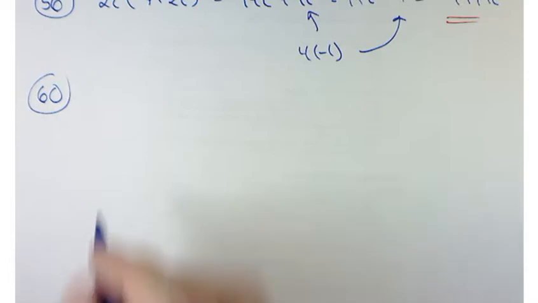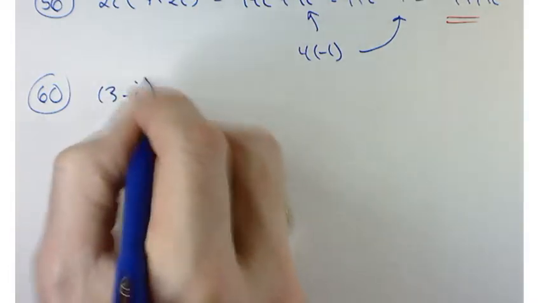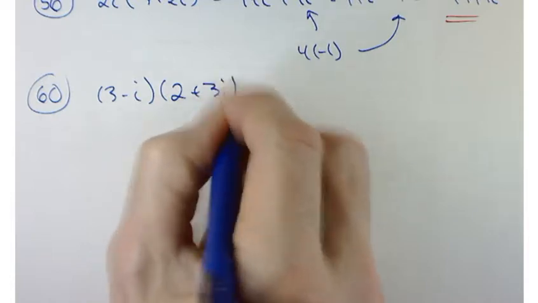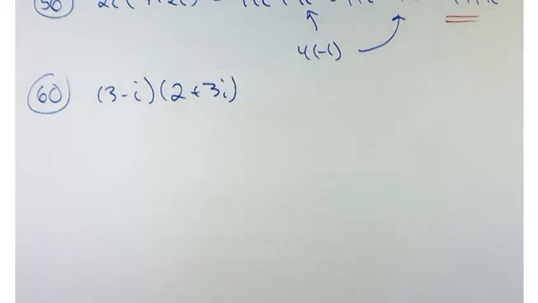Three minus i times 2 plus 3i. Okay. Well, what am I going to do here in terms of multiplication? Distribute. Or what's the word that we use when we multiply binomials together? FOIL.